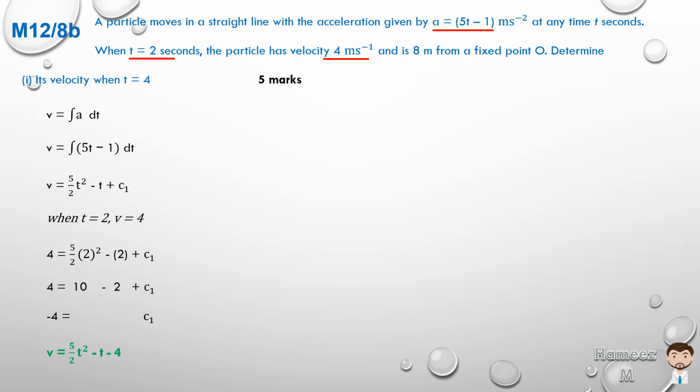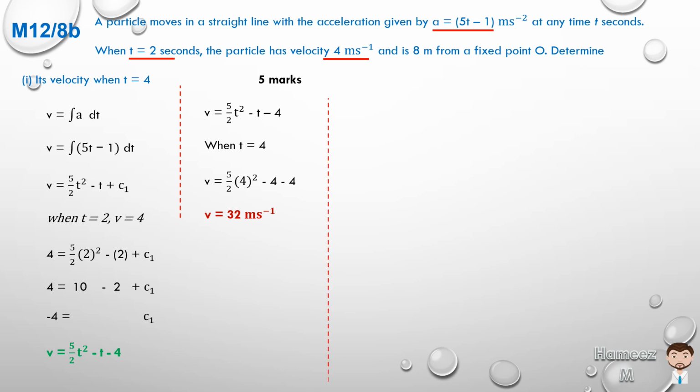And we want to know the velocity when the time is equal to 4. So we can substitute. So let's rewrite the equation. v is equal to 5 on 2, t squared minus t minus 4. And when t is equal to 4, v is equal to 5 on 2 by 4 squared minus 4 minus 4. And 4 squared is 16. 2 into 16, 8. 8 5s are 40. 40 minus 8 is 36. 36 minus 4 is 32. So the velocity is 32 meters per second when the time is 4 seconds.